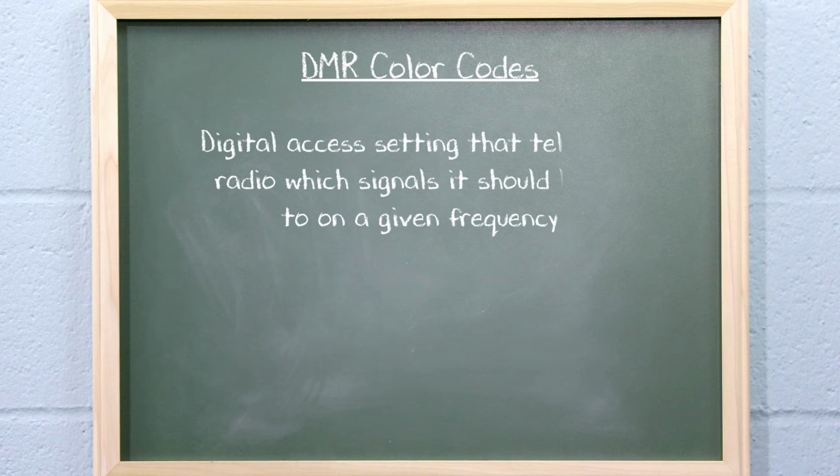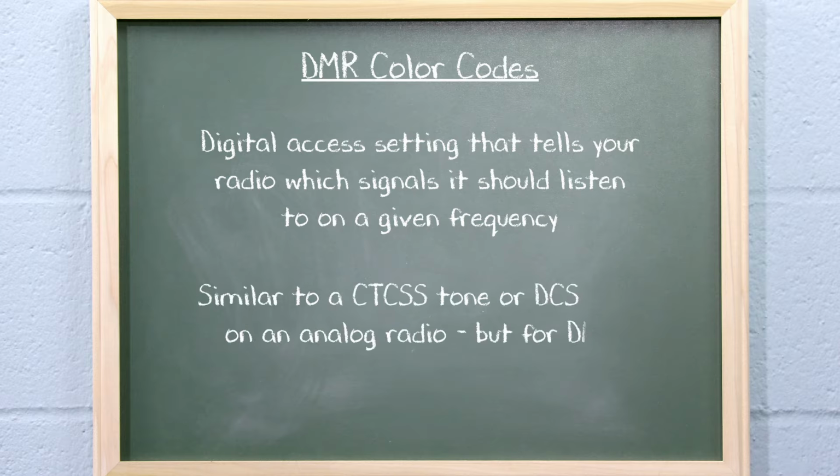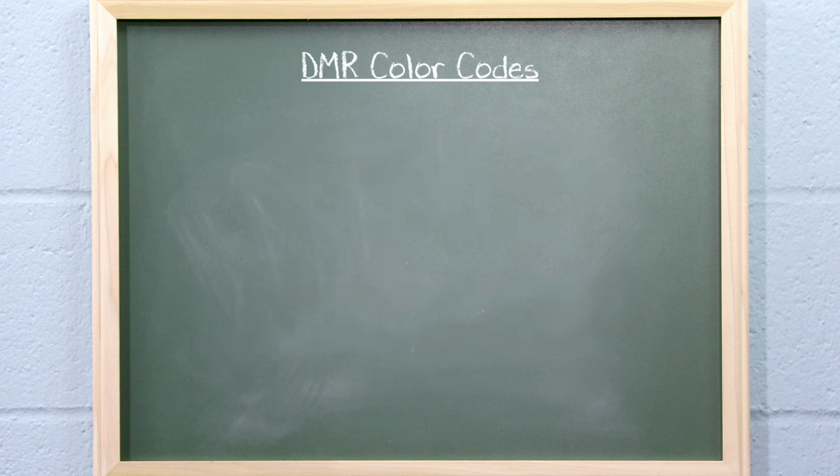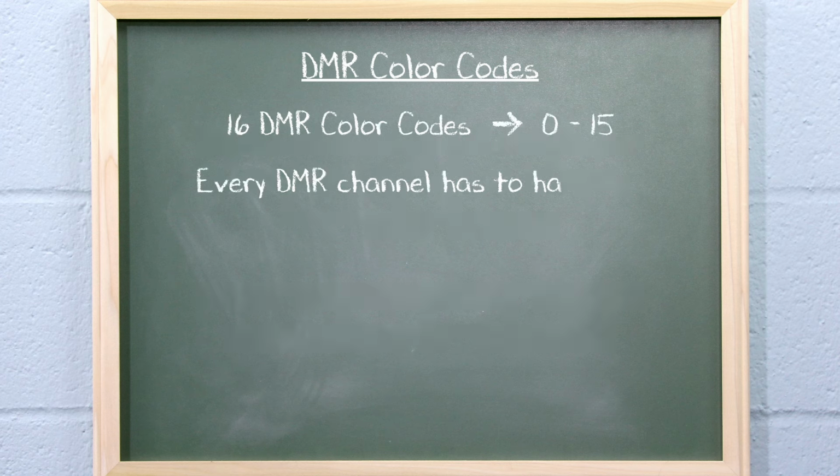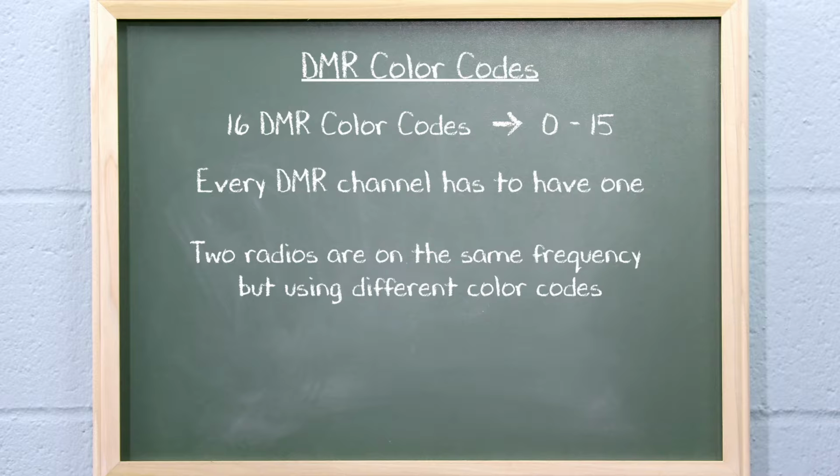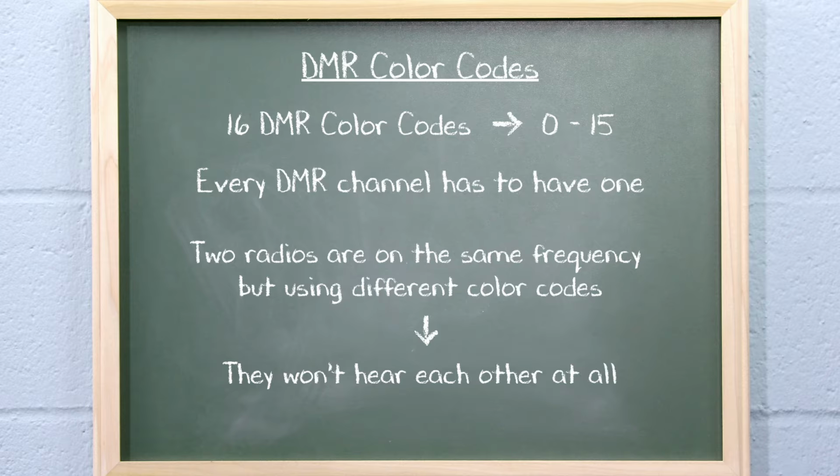In DMR, a color code is a digital access setting that tells your radio which signals it should listen to on a given frequency. Think of it like a CTCSS tone or DCS code on an analog radio. There are 16 DMR color codes, numbered 0 through 15, and every DMR channel has to have one. If two radios are on the same frequency but using different color codes, they won't hear each other at all.